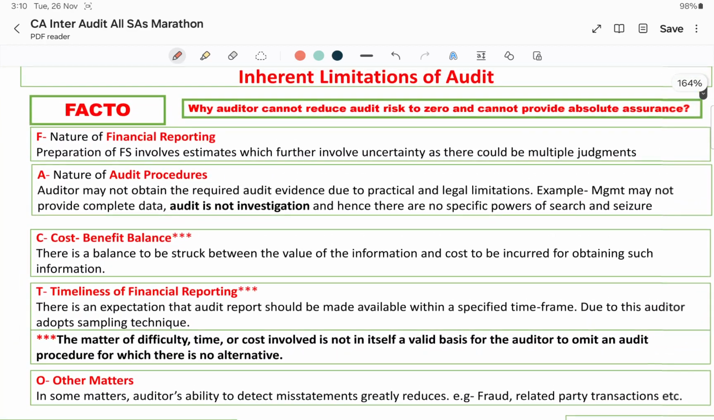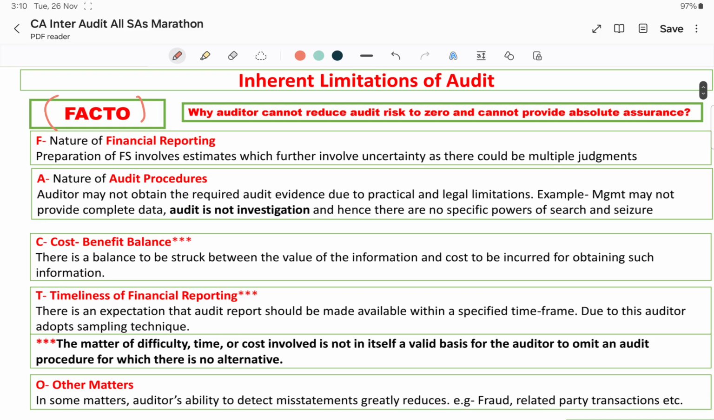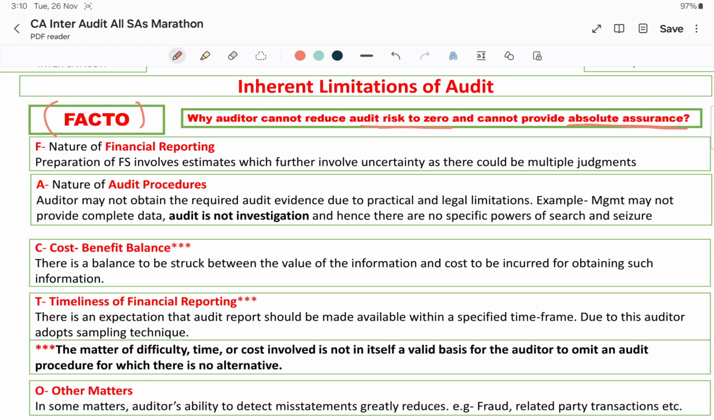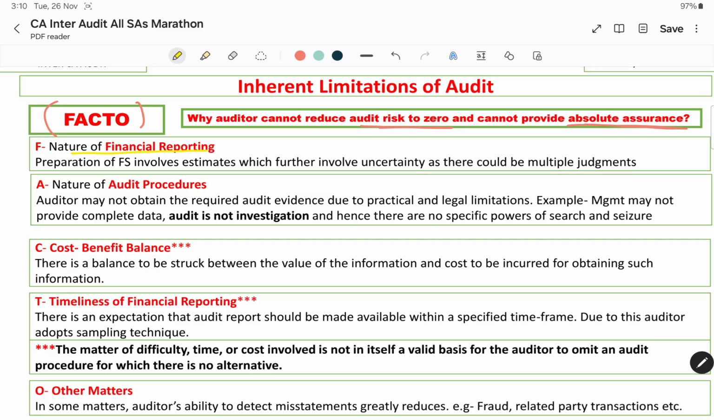The next is inherent limitation of an audit. The memory technique is facto. What are the inherent limitations of an audit, and why the auditor cannot reduce the audit risk to zero and cannot provide an absolute assurance? The reason is that audit has an inherent limitation. So the first is nature of financial reporting. Preparation of the financial statement involves the estimate, which further involves the uncertainty as there could be multiple judgment. And financial statements are prepared by management, so there could be multiple judgment and uncertainty very much involved in that.